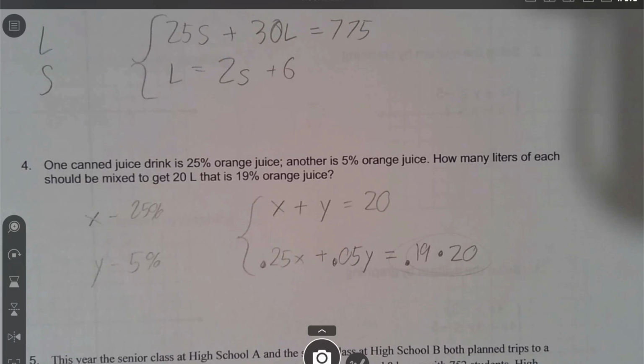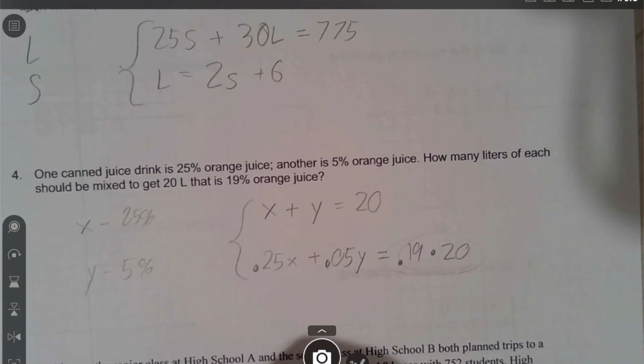Up next, we have: This year, senior class high school A and senior class high school B both planned trips to the park. At high school A, they rented and billed 16 vans, 8 buses with 752 students. B rented 5 vans, 5 buses with 380 students. And then they essentially want to know how many students can a van carry, how many students can a bus carry. And so really that's the question: B and V are unknowns.